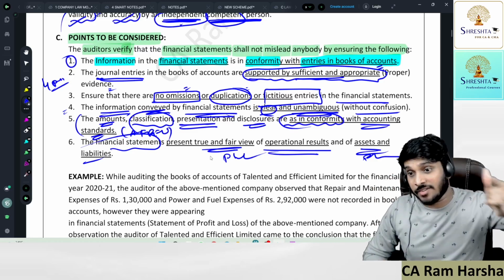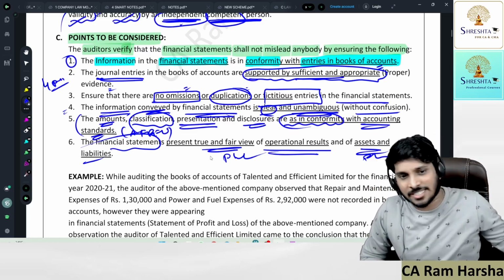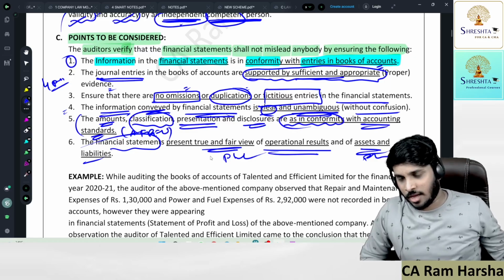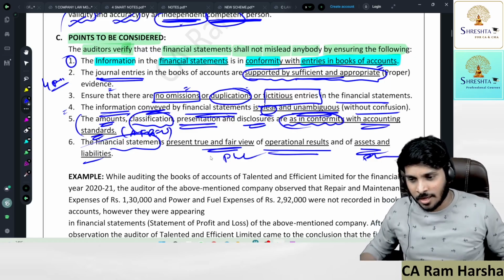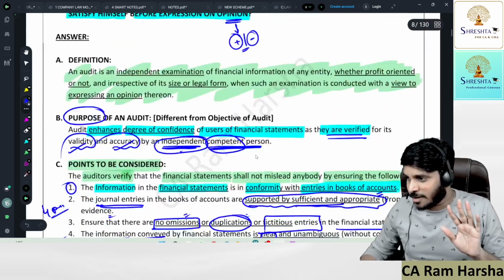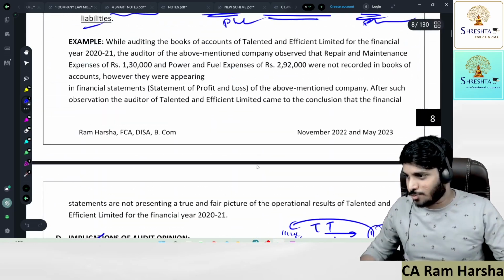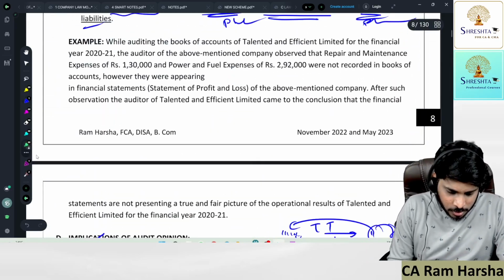What is the difference between true and fair? I told you in the previous chapter itself, fundamentals chapter. I hope you're able to recollect. Almost 45 minutes we spent on only one question. Okay, no problem. See the example here.